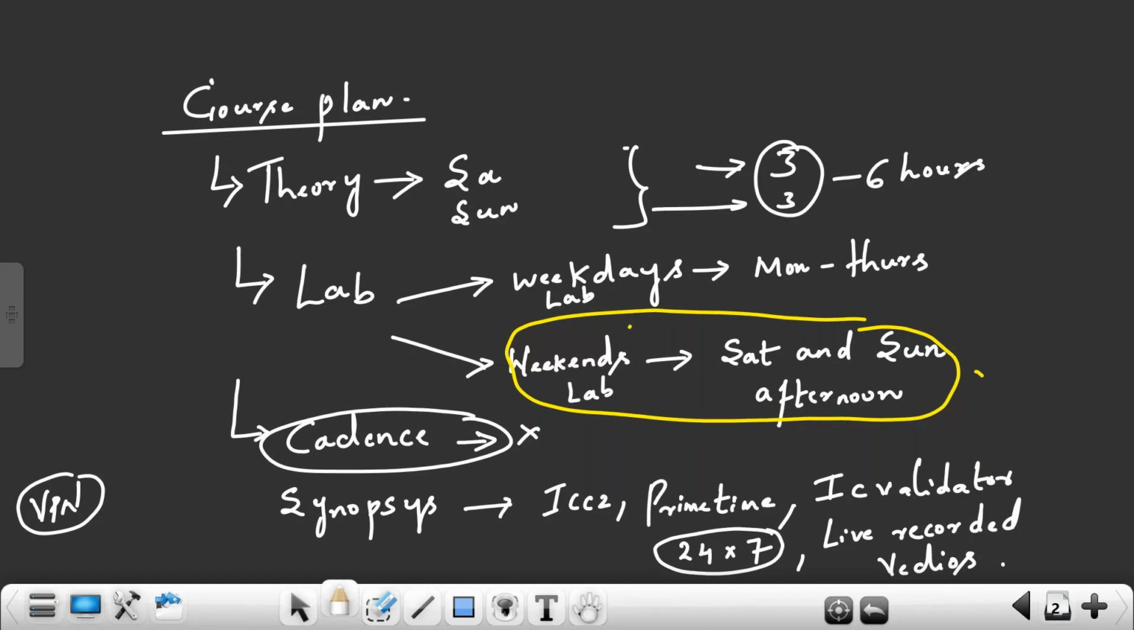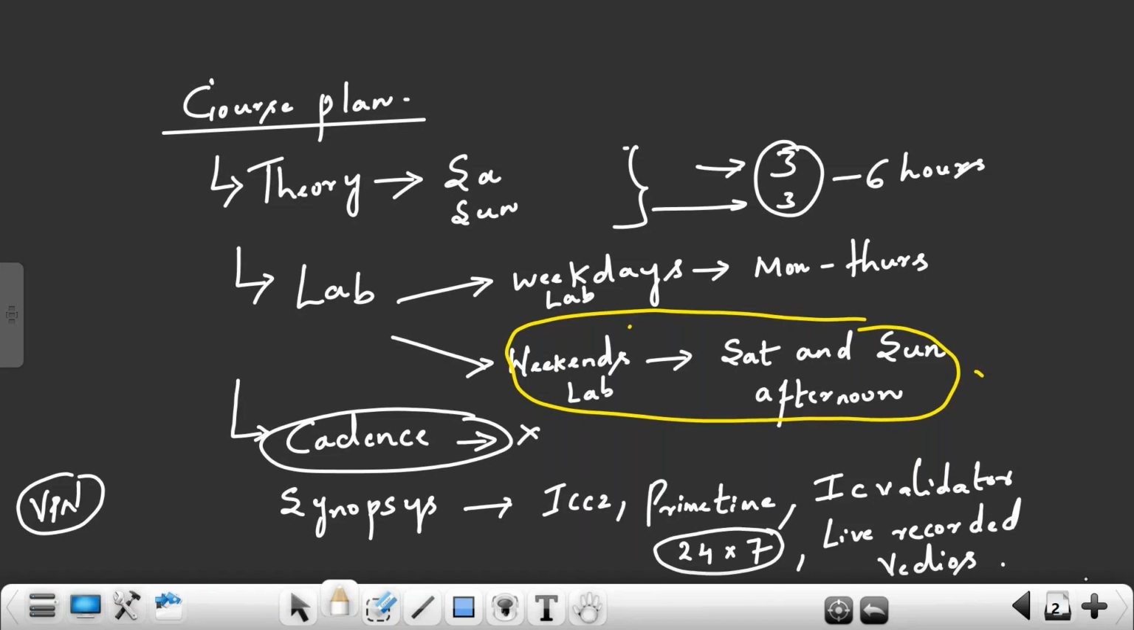See, lab will not start this week. Lab will start only from the next to next week. Means they'll do tool installation, but next to next week, the lab will start, because before doing the lab, I have to continue with some part of theory. Start with theory, then only we can start the lab.